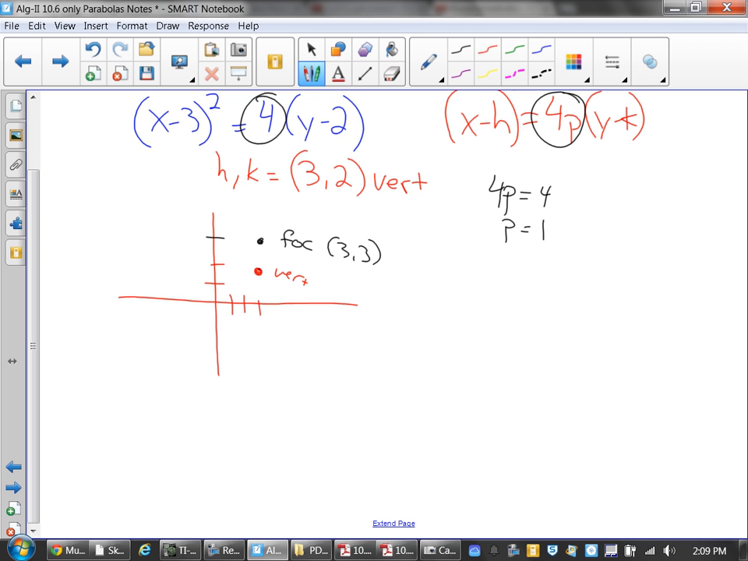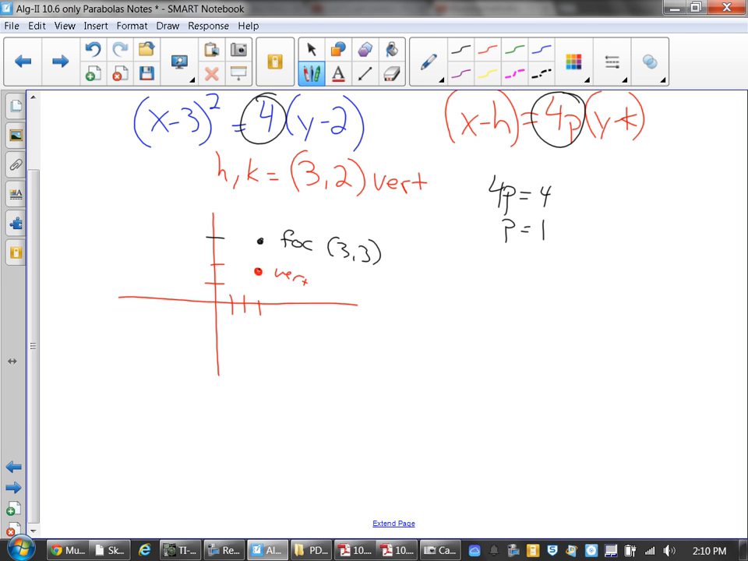What's the value then for my directrix? 3, 1? Negative 3? What's the equation? Y equals... what is it? Y equals 3? Try again. Ladies and gentlemen, what is the equation for a directrix?